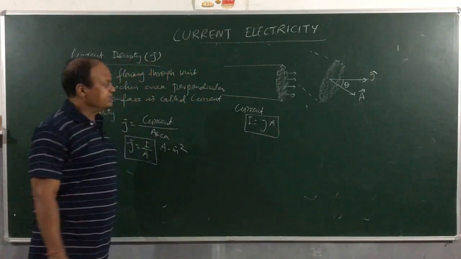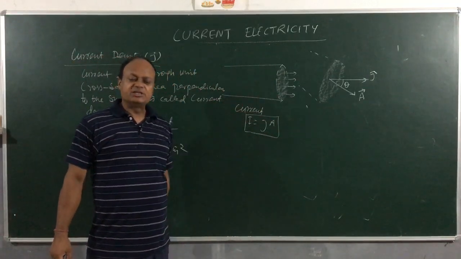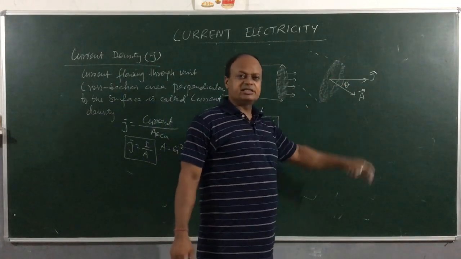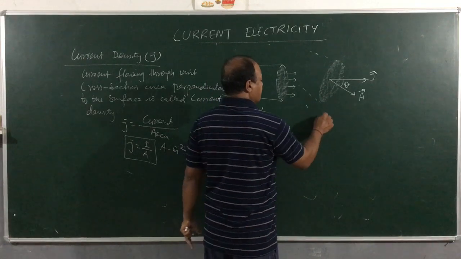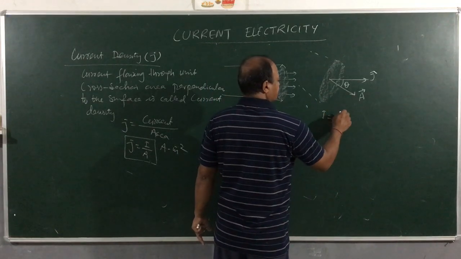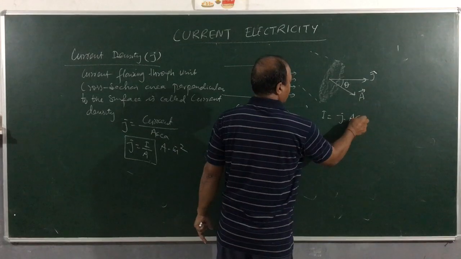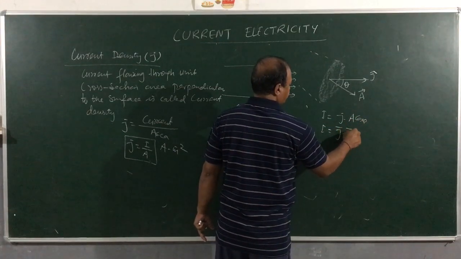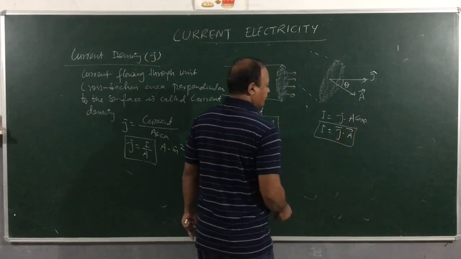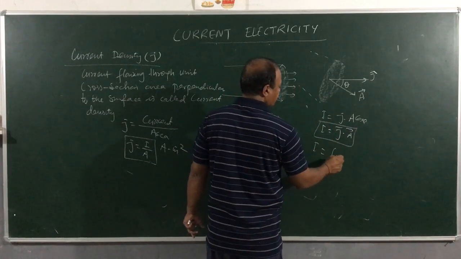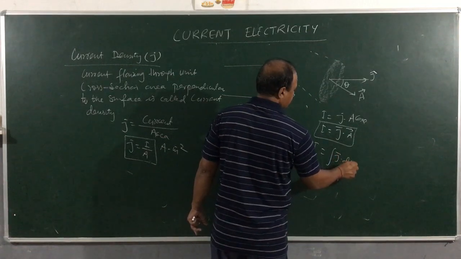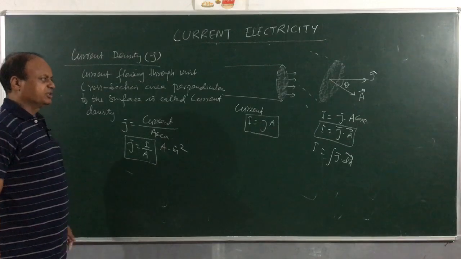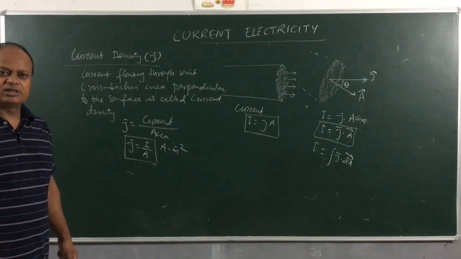If current density is perpendicular to the surface area. However, if the angle between the area vector and current density is theta, then I will be equal to J into A cos theta, or I will be equal to J dot A. If I sum up for a non-uniform surface by using calculus, then I will be written as the integral of J dot dA. We can integrate current density over the given surface area to calculate the total current.